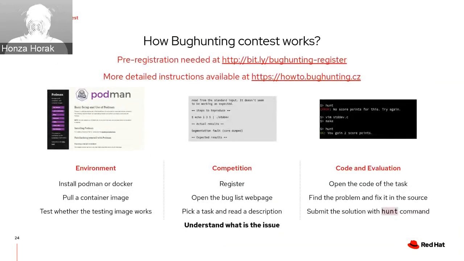And once you understand what the issue is, you can open the code again within your favorite IDE or inside the container. You fix the problem in the source code and submit the task with the hunt command again. If you are stuck, don't forget that there are some hints on the task description page that you can reveal, but you will also lose 1 point from the maximum number of points for that task. The goal is to get as many points as possible.